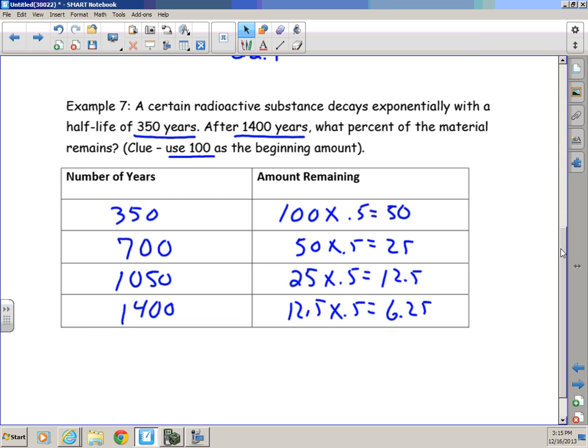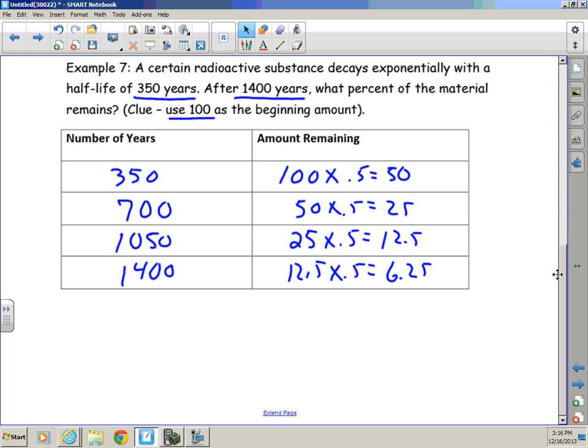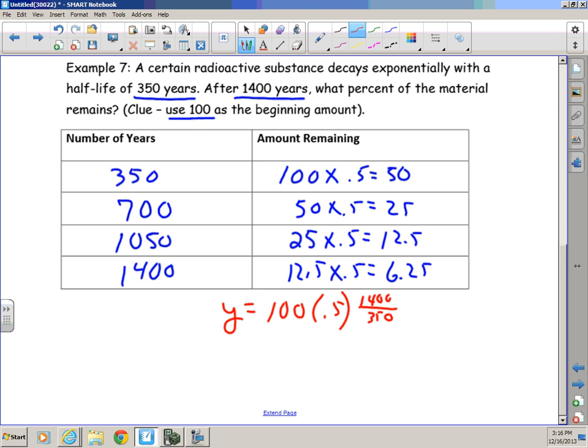Well, this is obviously not a calculation that we would want to go through in longhand form. This one's pretty easy because everything works out evenly. But just to show you how the formula works, what you would have done is 100 times 0.5, and it's 1400 divided by 350, and that would have given you the 6.25 right away. Okay? So, to summarize, what we covered today was exponential growth and decay, which is using exponential functions to figure out in real world problems future values.